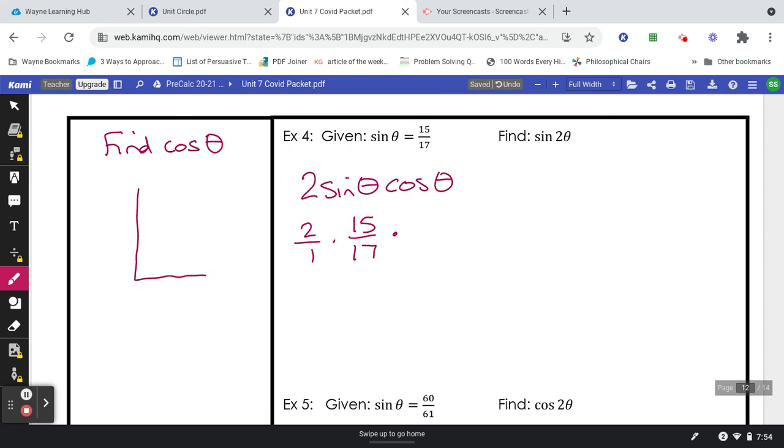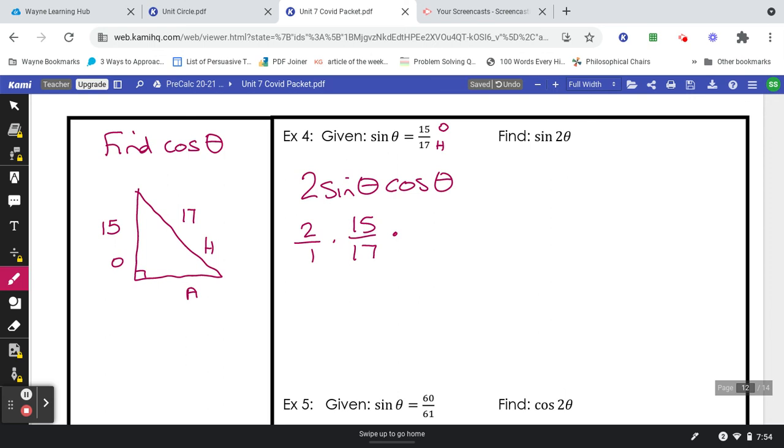We draw the triangle. Label the sides. And then come over here to the problem. We know sine is O/H, so then I can put the 15 on the opposite side and the 17 on the hypotenuse side.